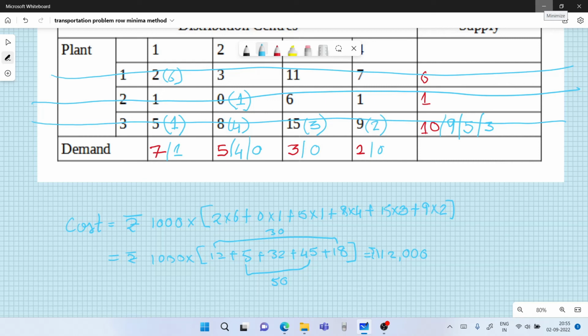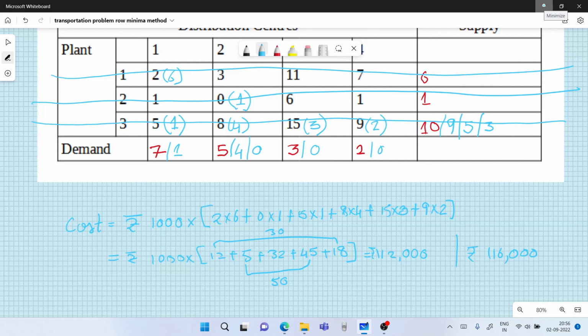So as we can see now, this cost is now way less than the cost we had found in the northwest corner method. In the northwest corner method, the link for this video is on the top right of this video. The cost was 116,000 rupees for the entire operation. Now it is 112,000 rupees. So we have found a cost which is optimized further from the northwest corner method.